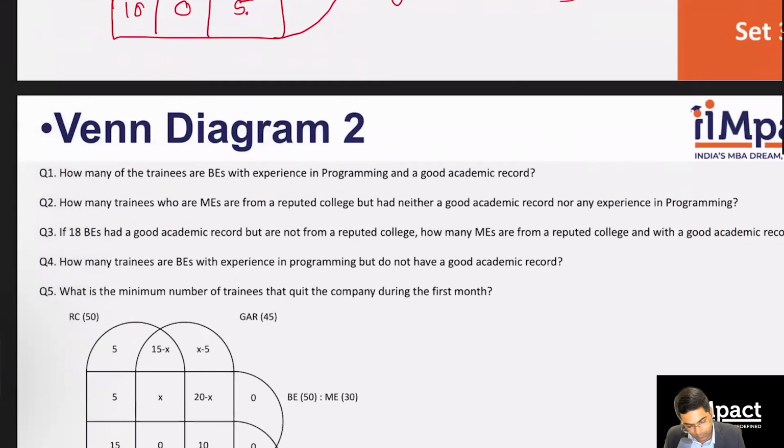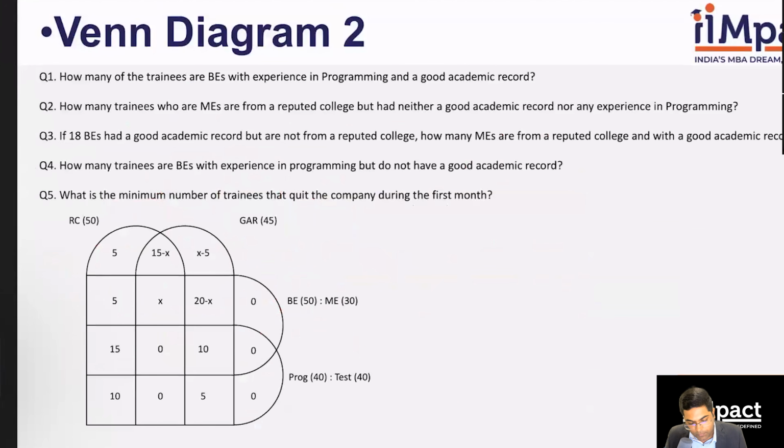Let's look at the questions. How many of the trainees are BEs with experience in programming and a good academic record? 10. That's it. We all know how to read a Venn diagram. How many trainees who are MEs are from a reputed college? So this and this, right? But neither had a good academic record, so not this part, nor any experience in programming, so not this part. It's only 5. Very straightforward again.